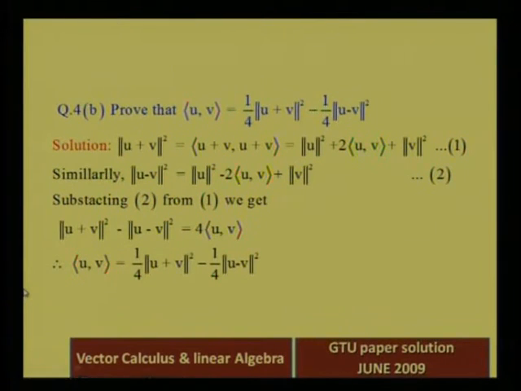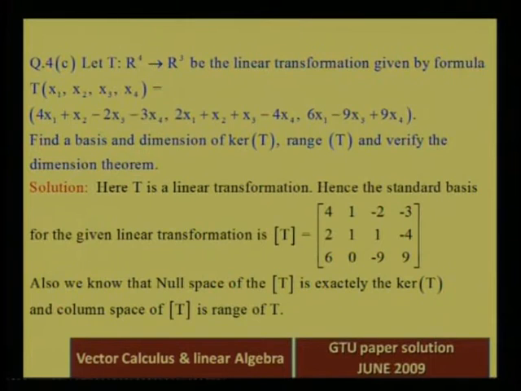Next, question 4c. Let T from R4 to R3 be the linear transformation given by the formula T of (x1, x2, x3, x4) is equal to (4x1 + x2 - 2x3 - 3x4, 2x1 + x2 + x3 - 4x4, 6x1 - 9x3 + 9x4).